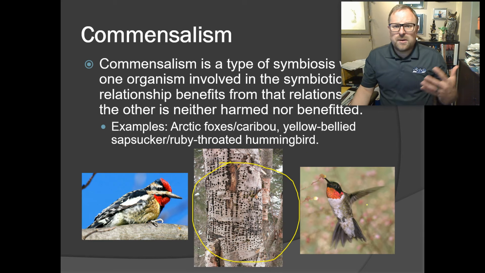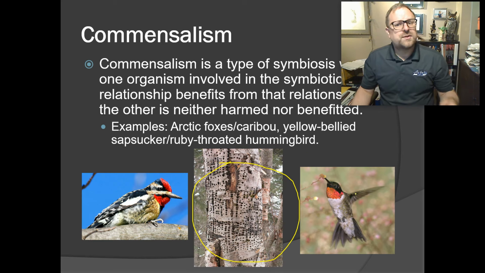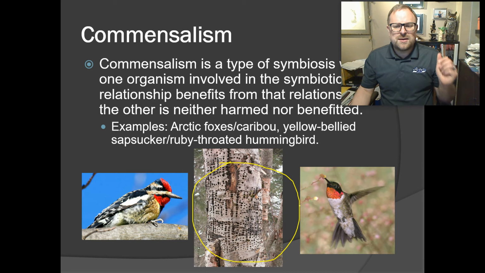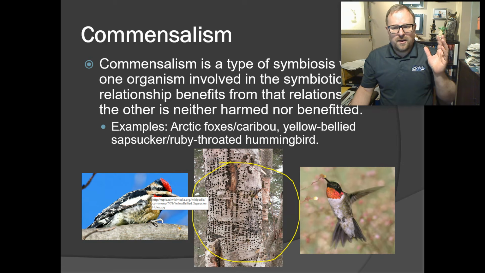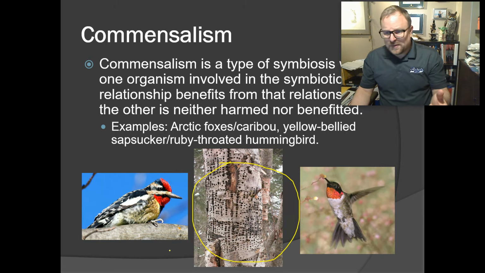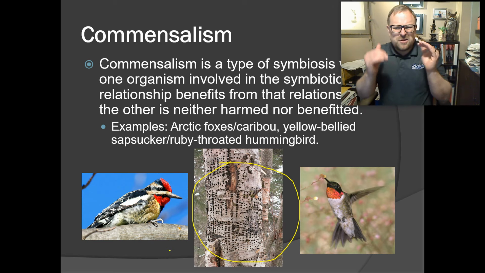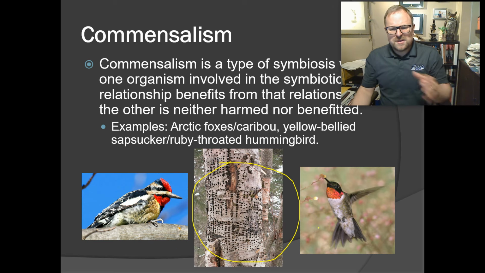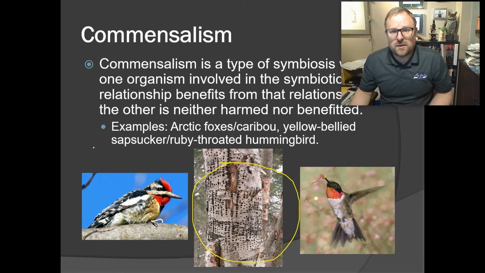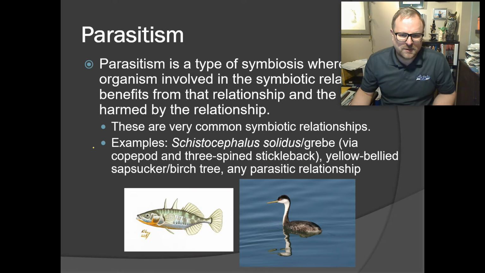A ruby-throated hummingbird is not going to be able to drink all of the sap out of a tree by itself, so that doesn't harm the sapsucker. The tree is still going to be releasing its sap, and that doesn't benefit the sapsucker either. So the sapsucker is neither benefited nor harmed, but in this relationship, the ruby-throated hummingbird is experiencing a benefit. So that's an example of commensalism.